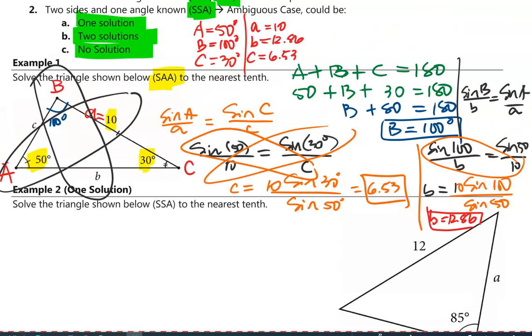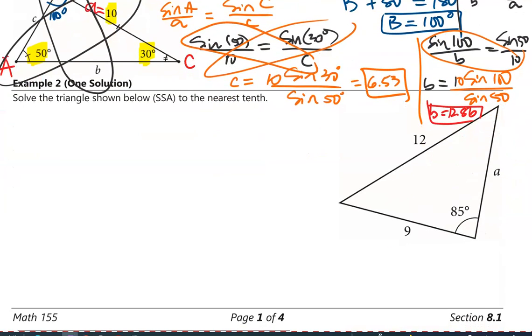So here are the sides and the angles of the given triangle. Angle A is 50 degrees, B is 100 degrees, C is 30 degrees, side A is 10, side B is 12.86, and side C is equal to 6.53.